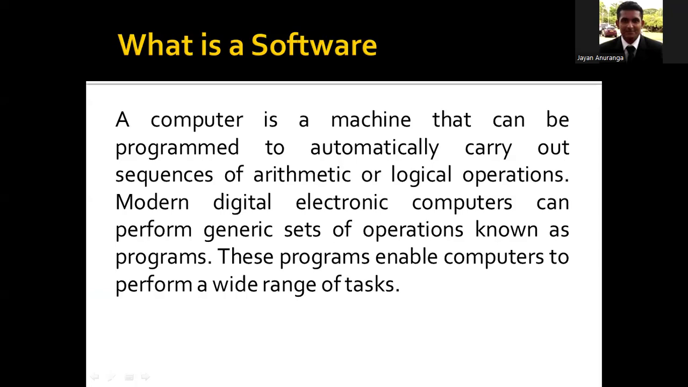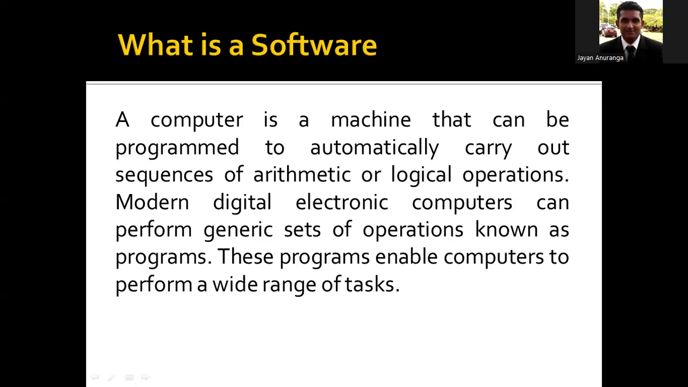Mainly, we have discussed in grade 6 and also in lesson 1 what is meant by software. What is software? A computer is a machine that can be programmed to automatically carry out a sequence of arithmetic or logical operations. Modern digital electronic computers can perform a generic set of operations known as programs. These programs enable computers to perform a wide range of tasks.